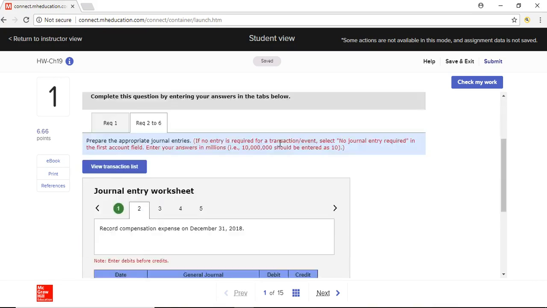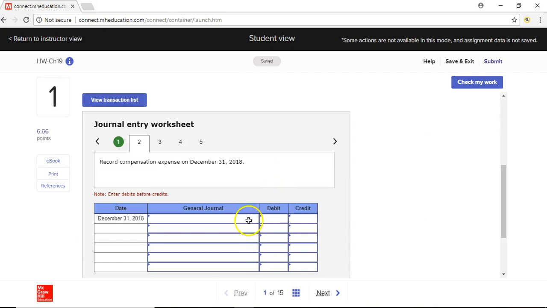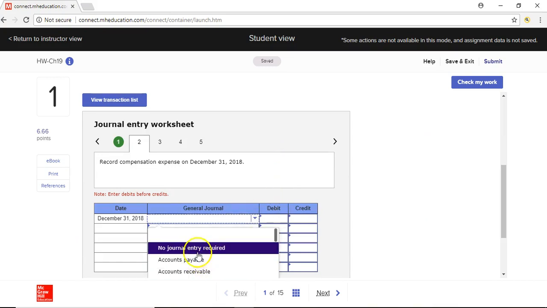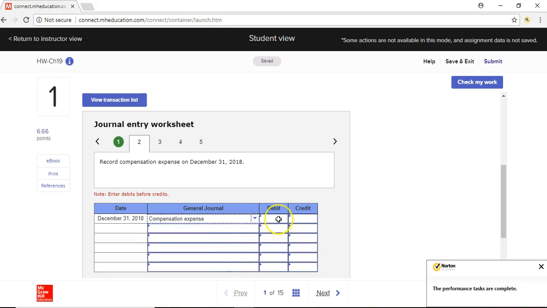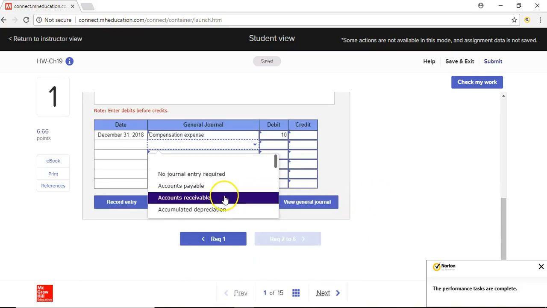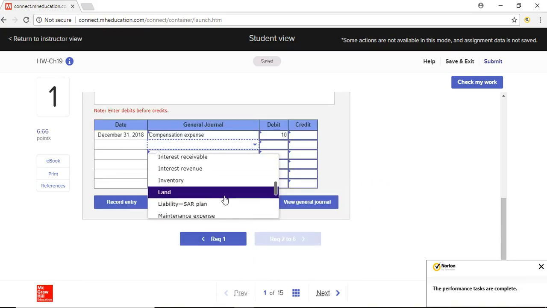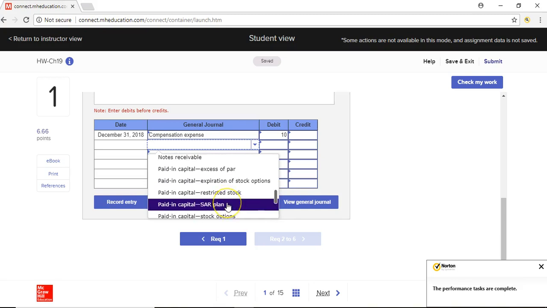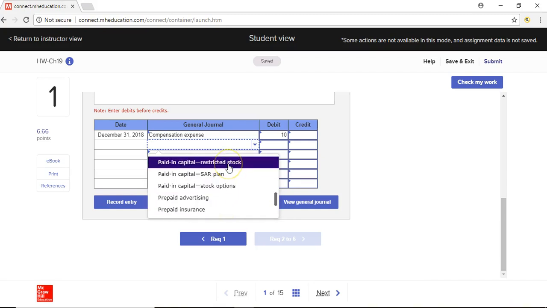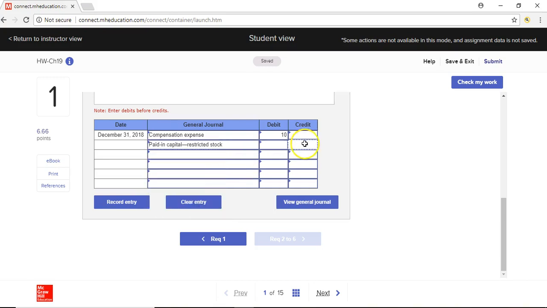Then each year, we will expense 10 million of it. So we will debit compensation expense for $10 million. On the credit side, we record a paid-in capital account, restricted stock units, paid-in capital restricted stock for $10 million.